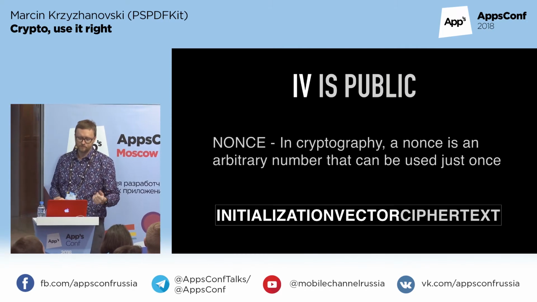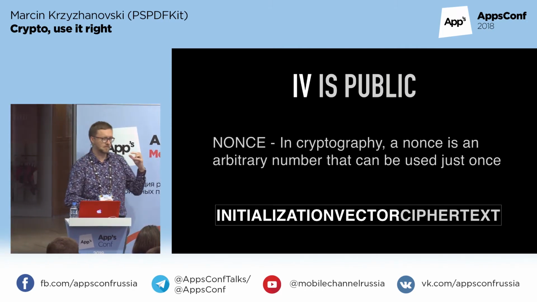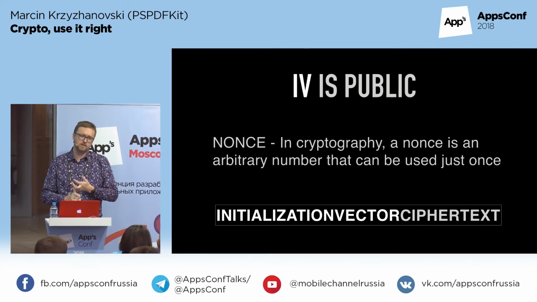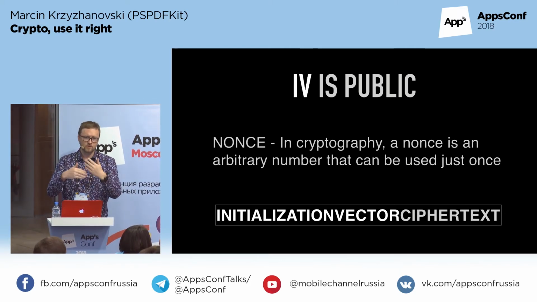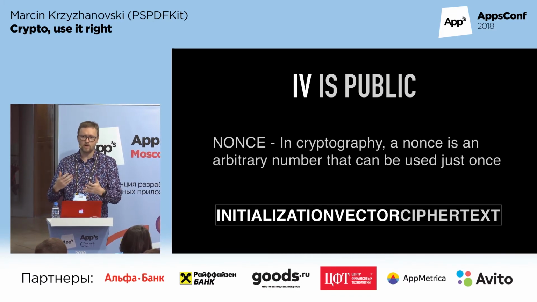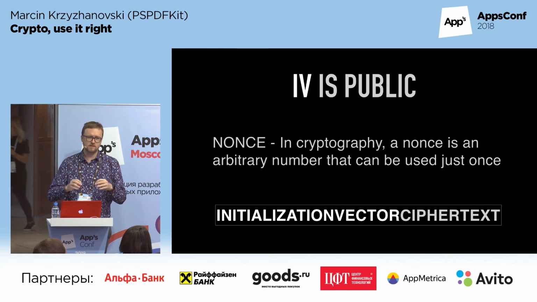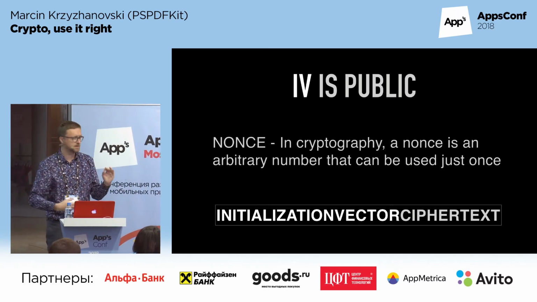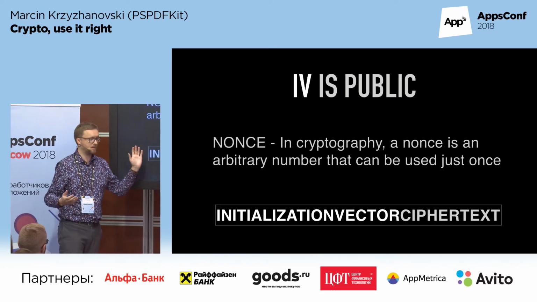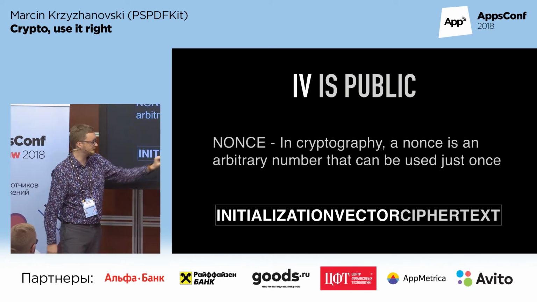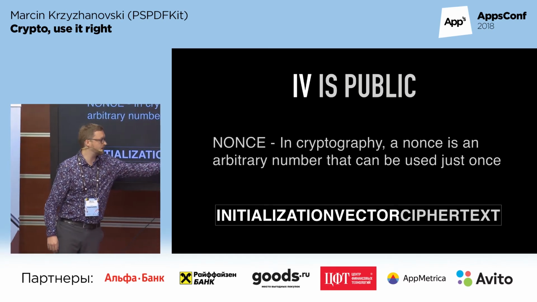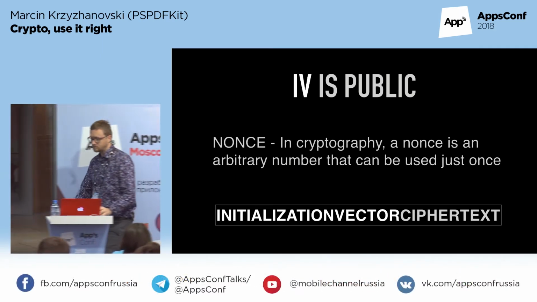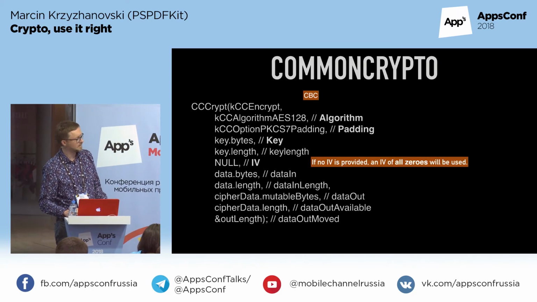The IV should be unique. It depends on the cipher and on the block mode, but for CBC, it should be unique, used just once for the message, and you should regenerate a new one for the next message, right? It's not something that you have in a constant property and reuse. You just generate a new one, and it's a public property. Usually, let's say this is the message, the initialization vector is at the beginning, so you need it to decrypt, and the ciphertext goes after that.